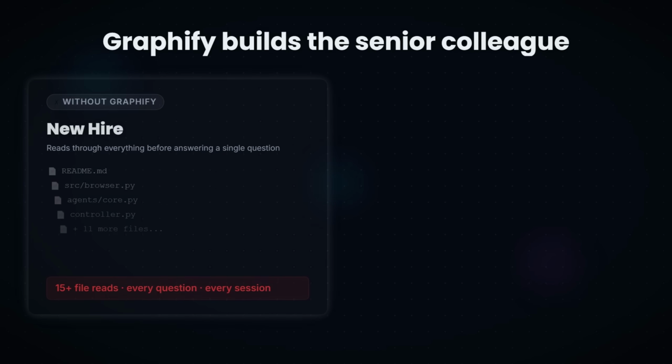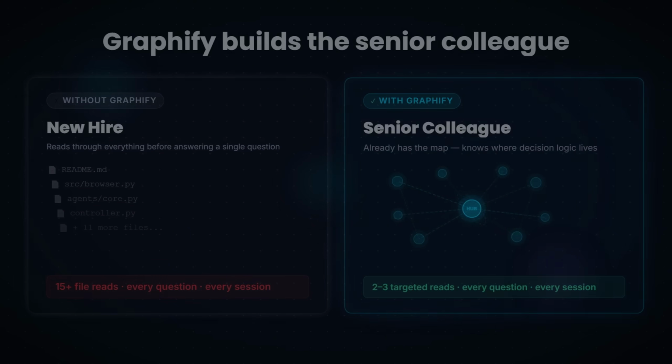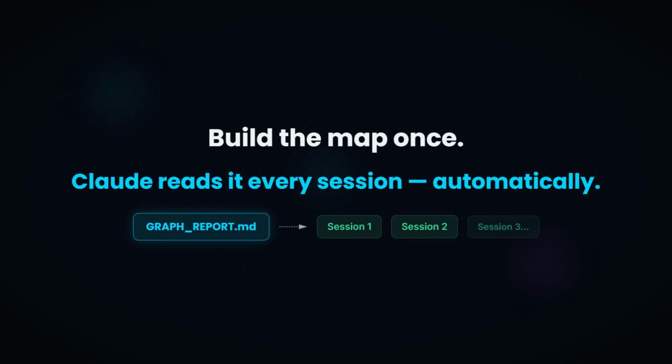Graphify builds the senior colleague, someone who already has the map, who already knows where the decision logic lives, which components talk to each other, and which 5 components are the hub that everything routes through. You build that map once, and Claude reads it at the start of every session automatically. And that's the whole idea.